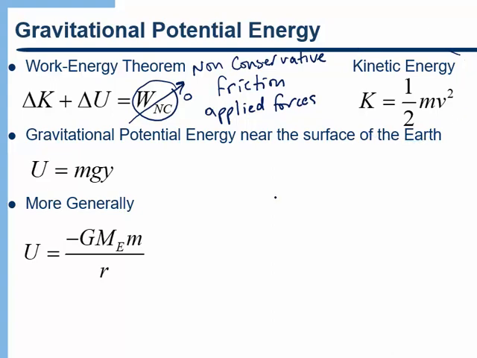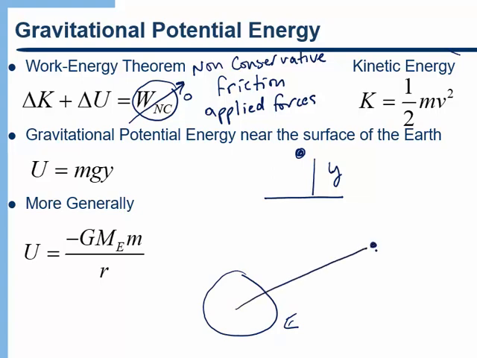Gravitational potential energy, remember if an object is at a height y above the Earth, then it has a gravitational potential energy equal to mgy. More generally, if we're far away from the surface of the Earth, so here's the Earth, and our object is up here, remember we have to use this more complex formula for gravitational potential energy. So those are things that we talked about last fall.